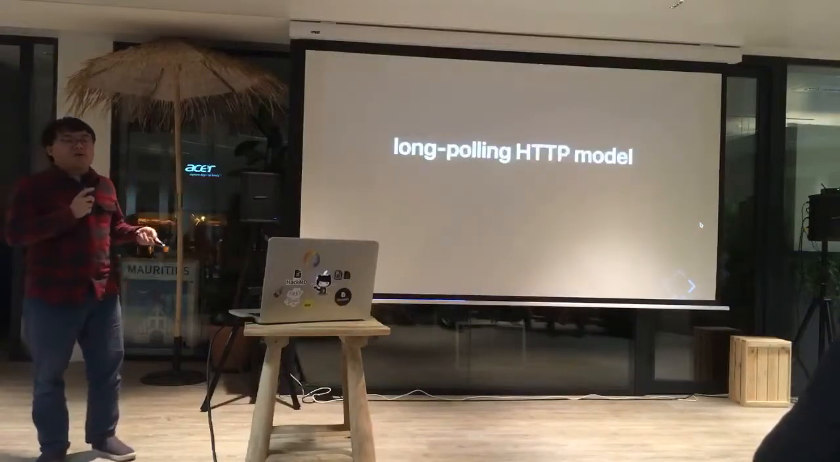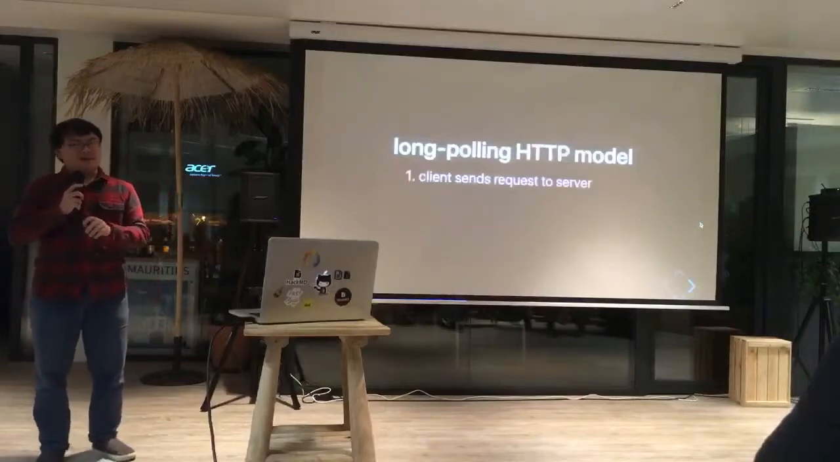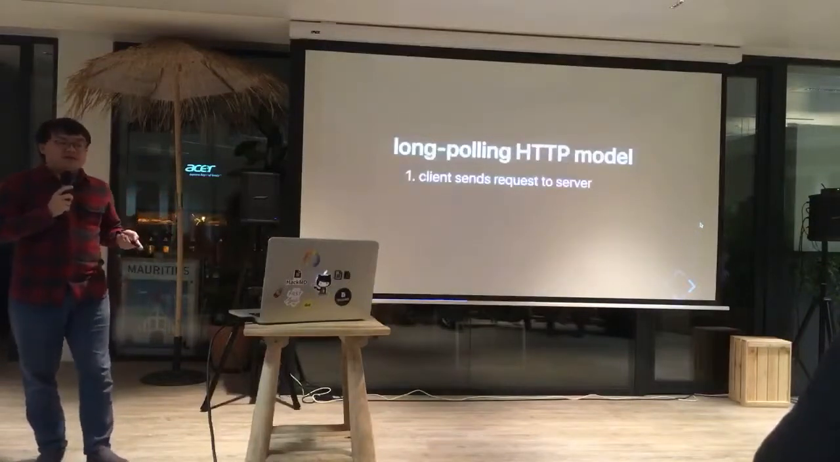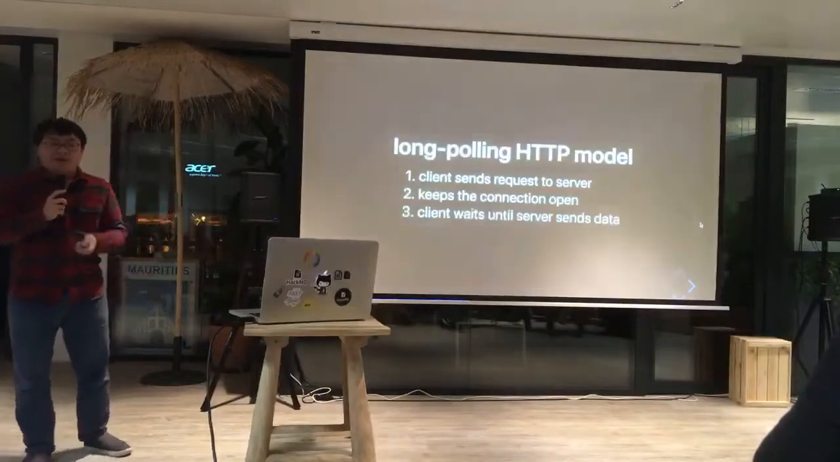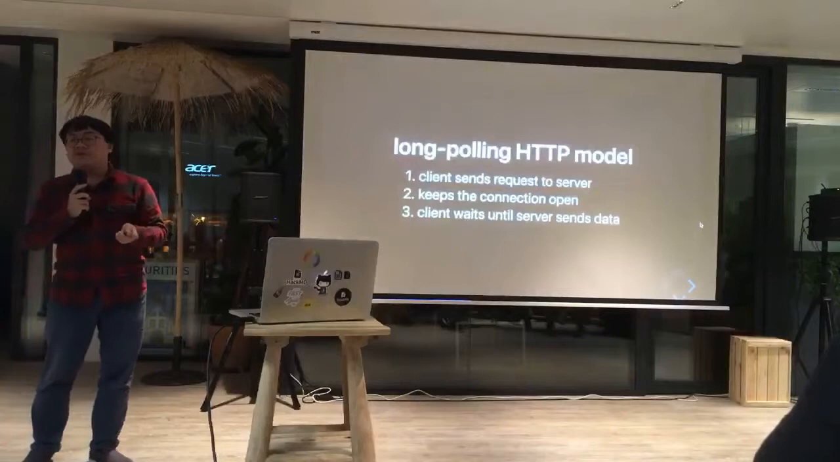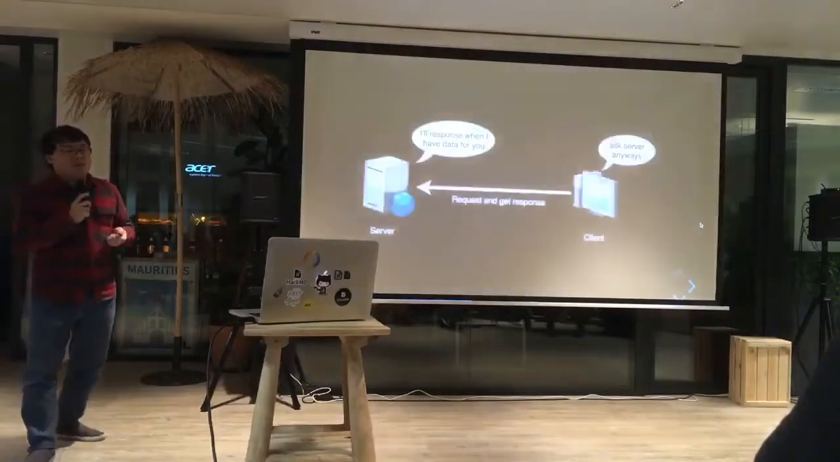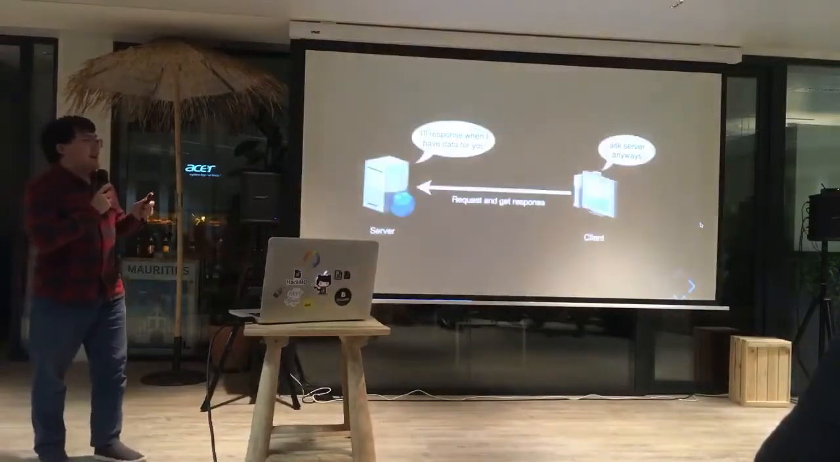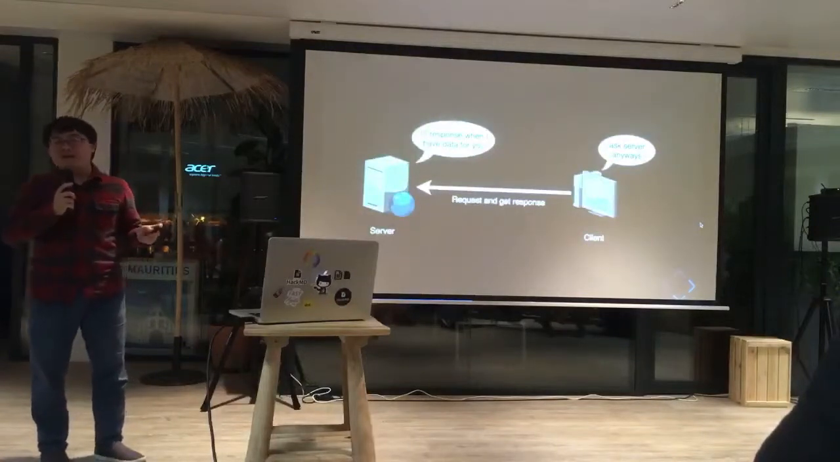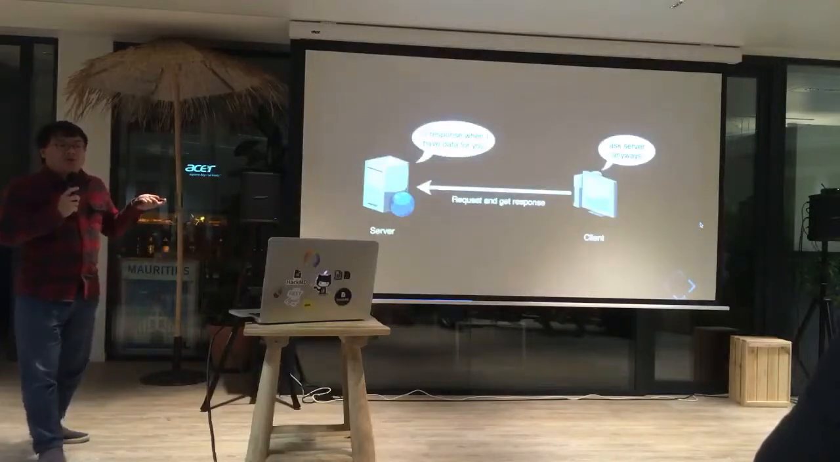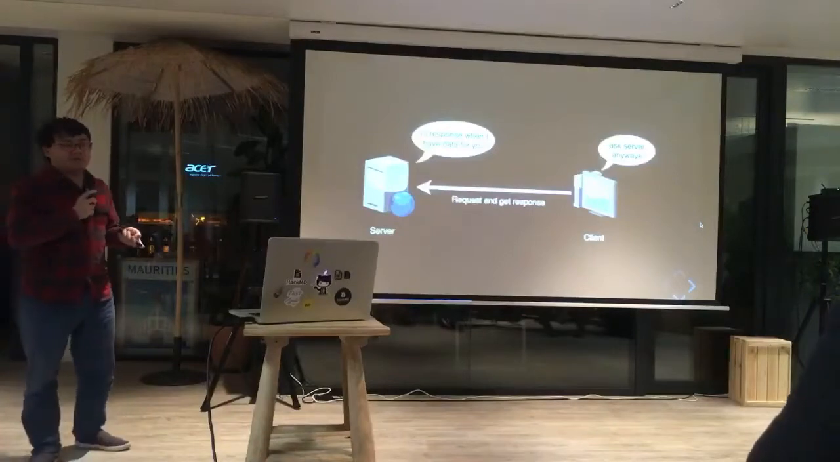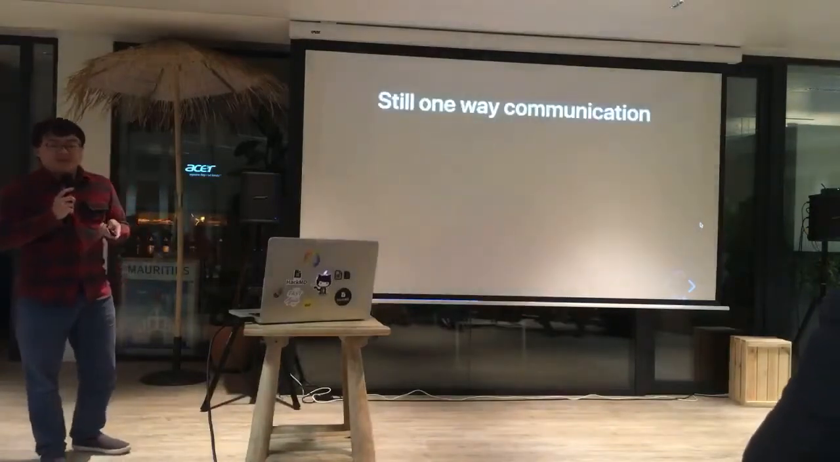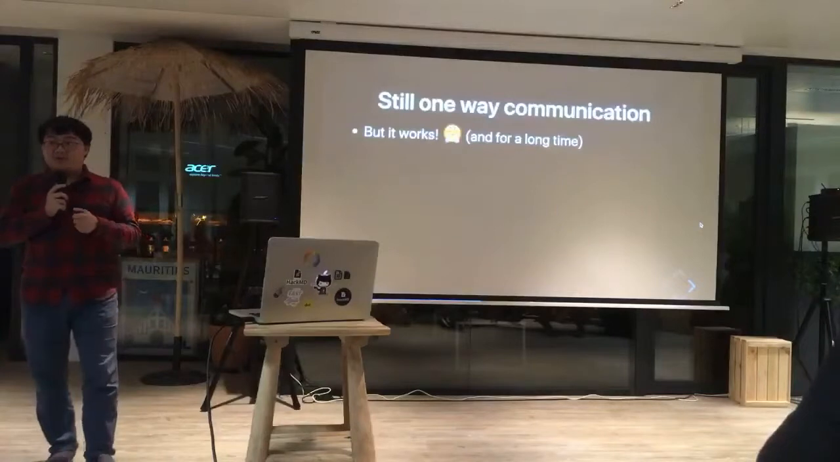So there's a model called long polling. I think everyone might know this. The client sends a request to the server again, but it keeps the connection open, and the client waits until the server sends back the data. The difference is the client asks the server anyway, even if you don't need anything, because the client doesn't know. So the server will respond when it has data. It's called long polling. Still one-way communication, but it works for a long time.